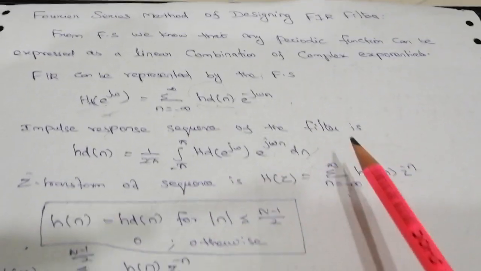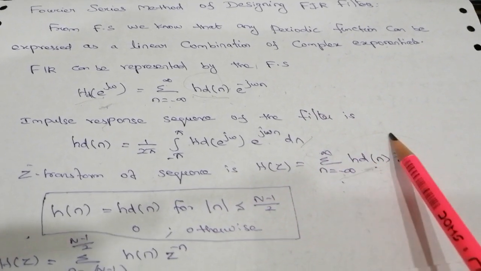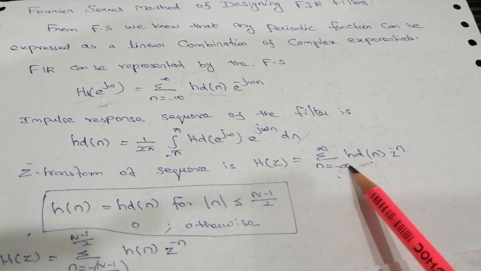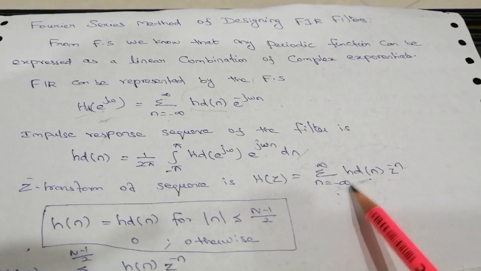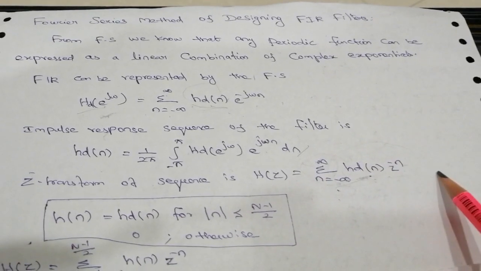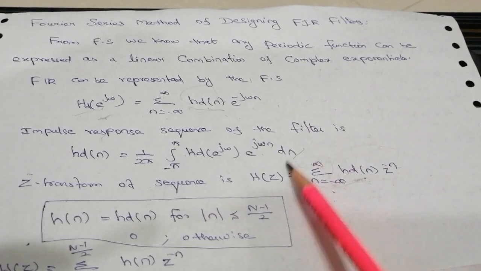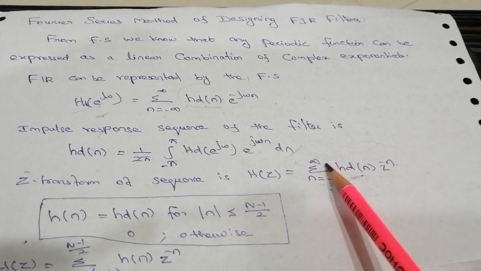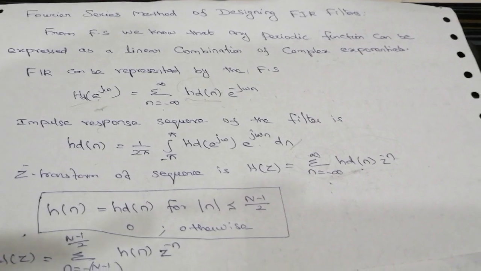But our design is what? A FIR filter. FIR means finite impulse response. But here the impulse response has infinite duration. So we have to convert this infinite sequence into a finite sequence. For that I am going to do the truncation of this sequence. By performing truncation we can convert this infinite duration into a finite duration sequence.